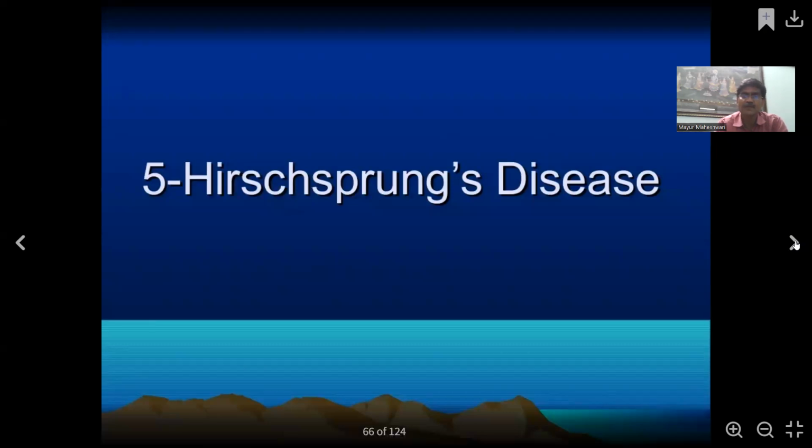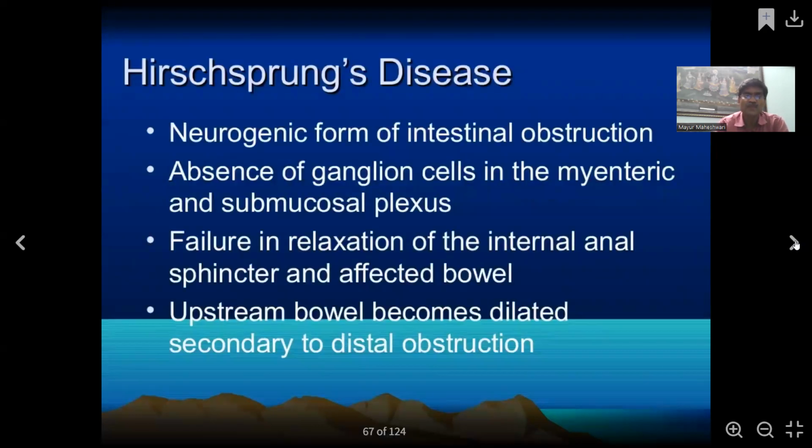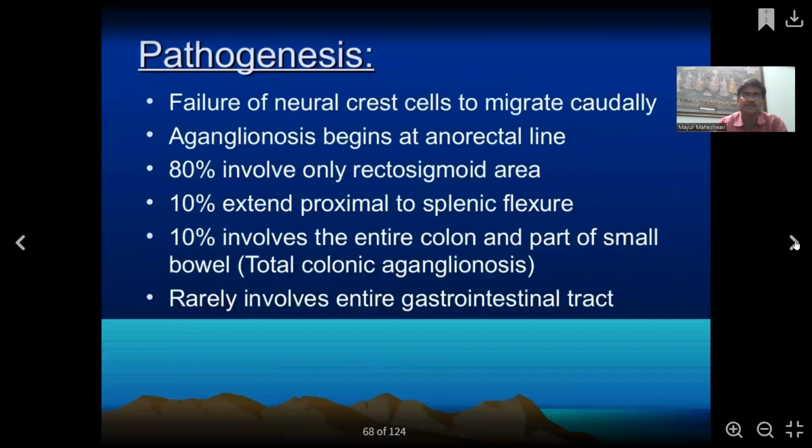Now, the fifth entity is Hirschsprung disease. This is typically seen in the pediatric age group only. It is a neurogenic form of intestinal obstruction. There is absence of ganglion cells in the myenteric and submucosal plexuses. So it results in failure of relaxation of the internal anal sphincter and affected bowel. Upstream bowel becomes dilated secondary to distal obstruction because they have to work against more resistance.